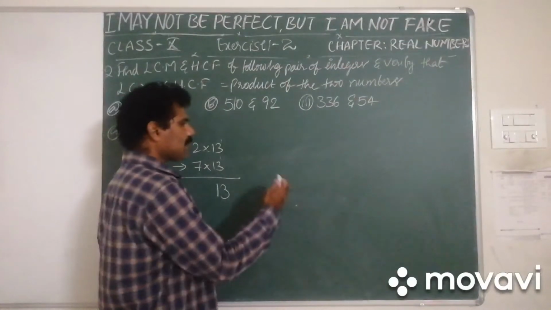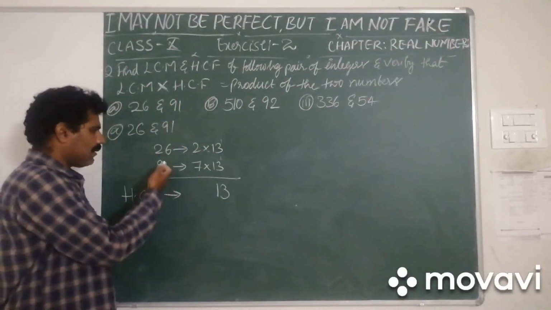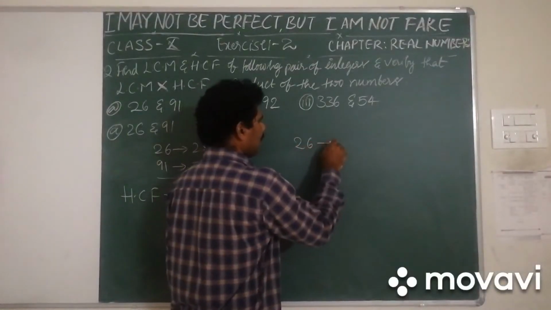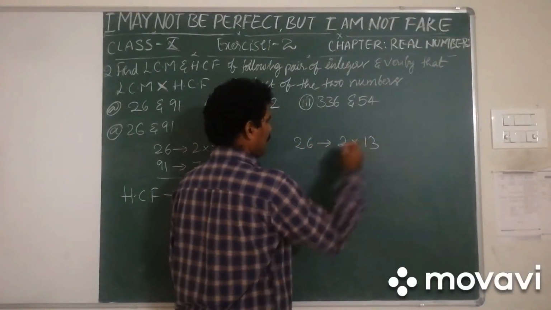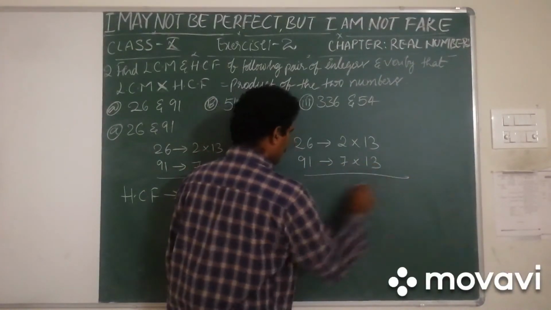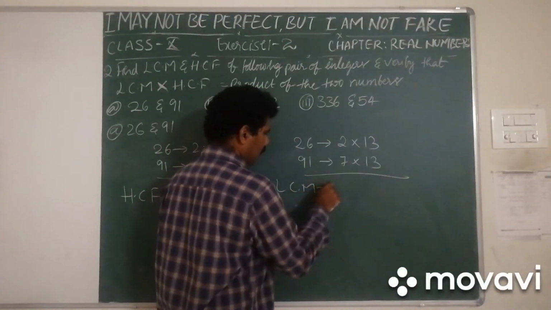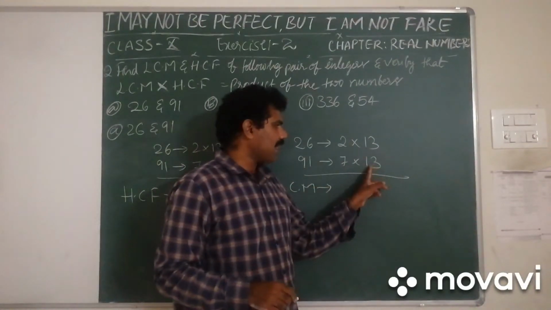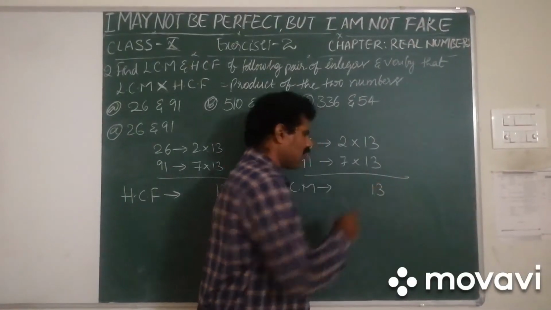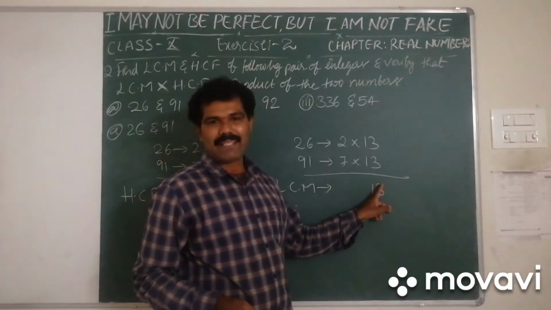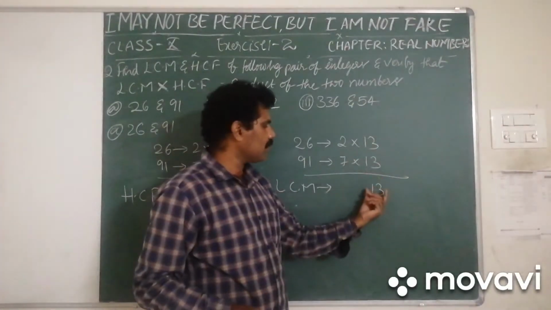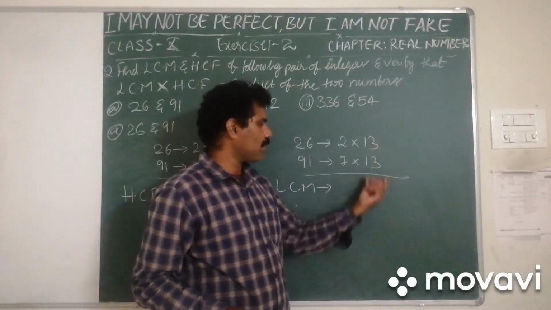Now let us find the LCM for the same given values. We are going to represent the numbers in terms of prime factors again: 91 as 7 into 13. Here, how do we take the LCM? If the factor is common for both the numbers, we take that factor down, but the power should be the maximum power. For example, if here it is 1 and here it is 2, then you have to take 13 square. Means the maximum power we have to take.